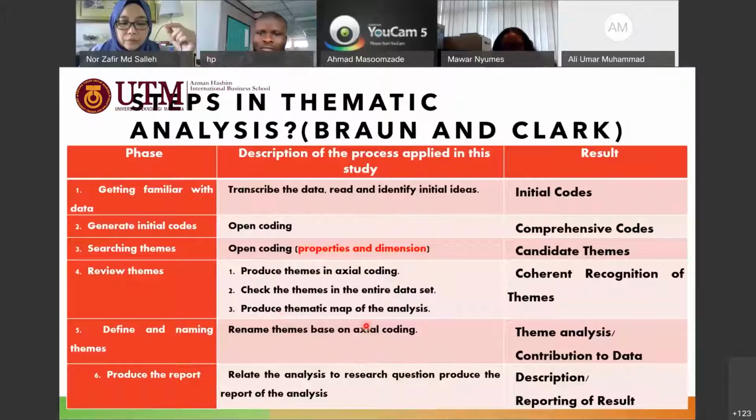When you have this map, it helps you to identify and explain in your discussion. Okay, this thematic map is useful, and it can be an outcome of your research as well. Rename themes based on axial coding. You need to reorganize your themes and relate the analysis to the research question to produce the report of the analysis. This is on reporting of the result.